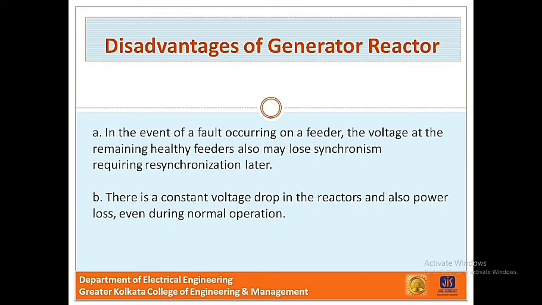And the last one, there is a constant voltage drop and power loss in the reactor even during normal operation. So the first one is, if a fault occurs on any feeder, the continuity of supply to others is likely to be affected. And in normal operating condition, there is a high value of voltage drop which we do not require.